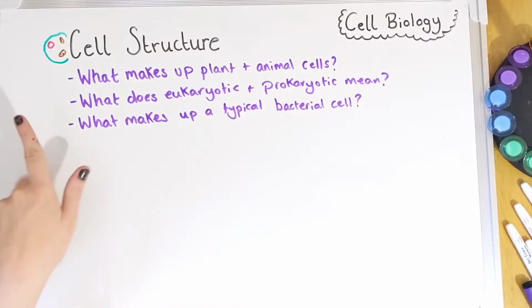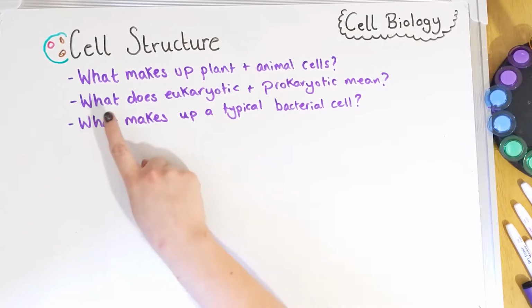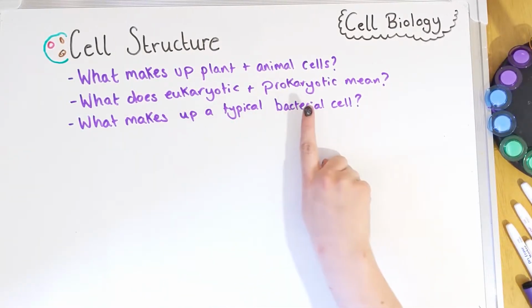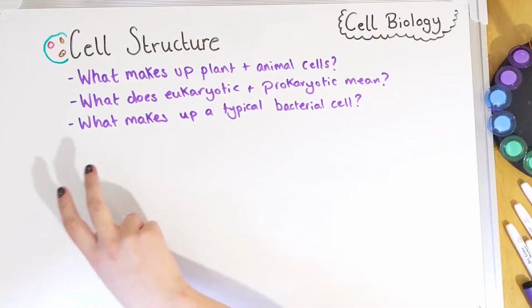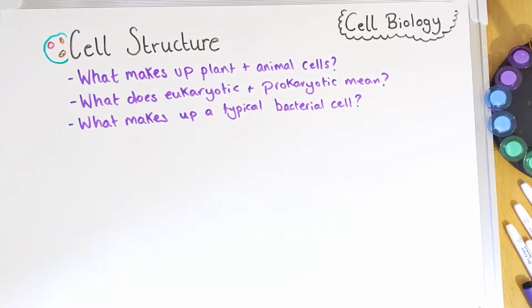So we're going to look at what makes up plant and animal cells, what eukaryotic and prokaryotic mean, the first of many lovely terms of biology, and what makes up a typical bacterial cell as well. So grab some paper, grab some pens and follow along with me.